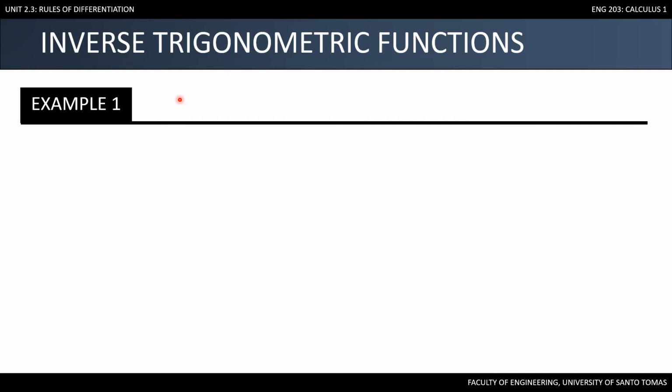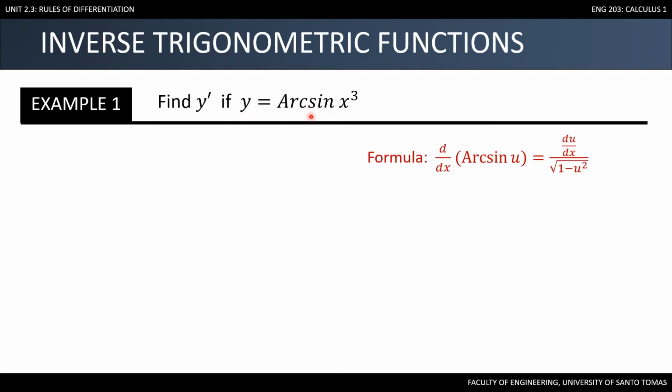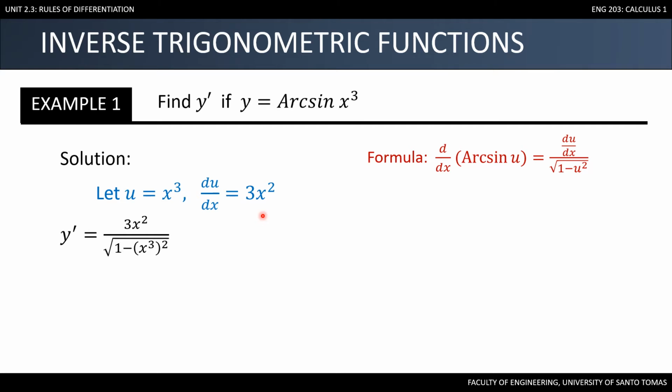Let's take our first example. Find y prime if y is equal to arc sine x cubed. The formula will be d over dx of arc sine u is equal to this formula. Let u be our x cubed and du is 3x squared. Plugging in the values here on the right side, du over dx is 3x squared over square root of 1 minus u squared. Hence, our answer will be y prime is equal to 3x squared over the square root of 1 minus x raised to 6.